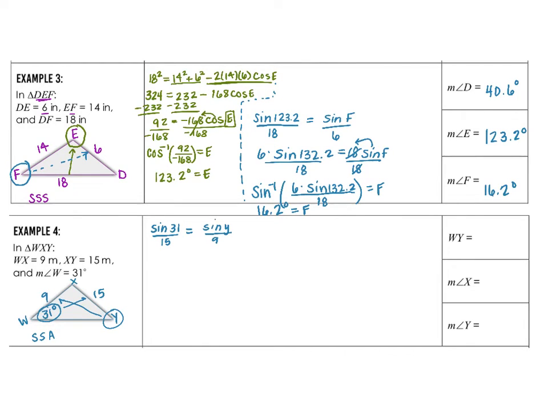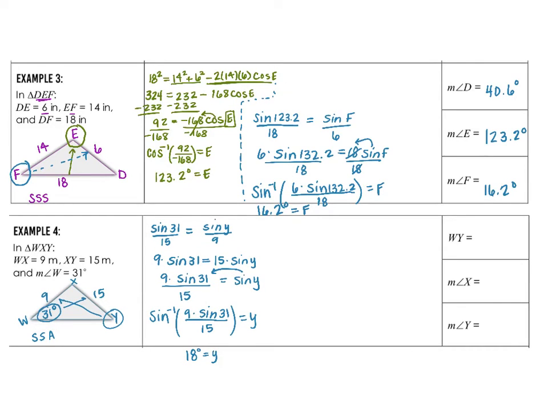over 9. And again, you're going to cross multiply, so you have 9 times sine of 31 equals 15 times sine of Y. We're going to divide both sides by 15, so we have 9 times sine of 31 over 15 equals sine of Y. And again, we're looking for angle Y, so we need to move that sine. So that's going to be inverse sine of 9 times sine of 31 all over 15. That's going to be our angle Y. And once you put all that in the calculator, it looks like you should end up with 18 degrees.